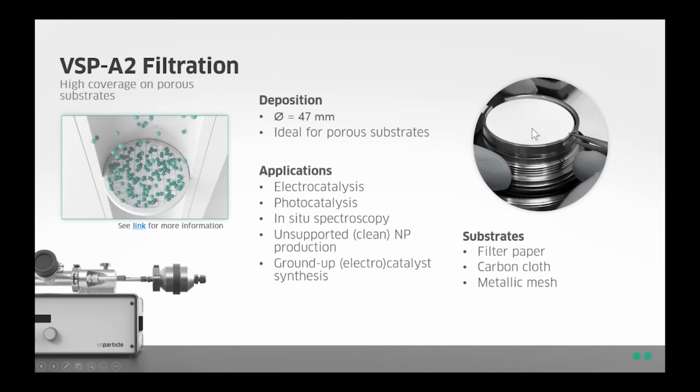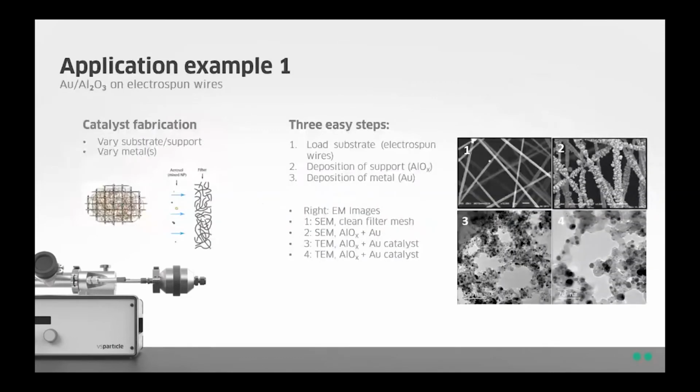And especially in this case, if you use a conductive carbon support, you can do a lot of nice tricks with electrocatalysis. This is an example where they combined our technology with electrospinning to create first the nanofibers. And then afterwards, they deposited a combination of aluminum and gold. So they used two different electrodes.